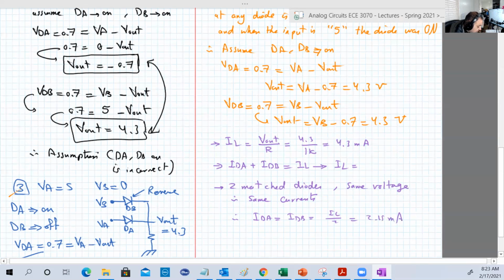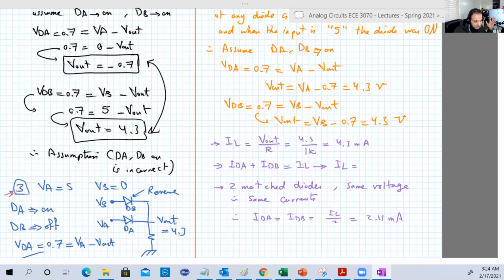How about a case in which one of the diodes is off and the other one is on? For example, if diode A is forward, or on, and diode B is reverse, or off, then IL will be equal to IDA, because whenever the diode is off, and we are not considering breakdown here, if breakdown is not mentioned, it's assumed to be very, very high, and it's not probable that the reverse diode will go into breakdown. So its current is 0.